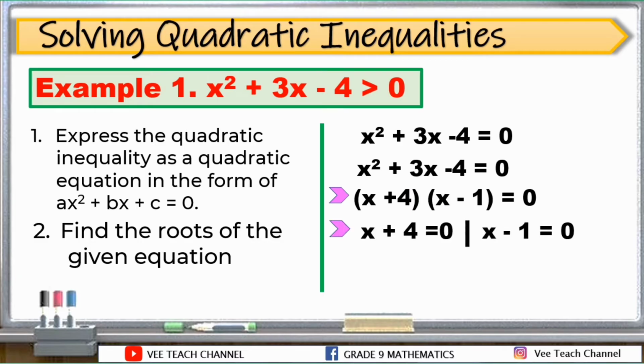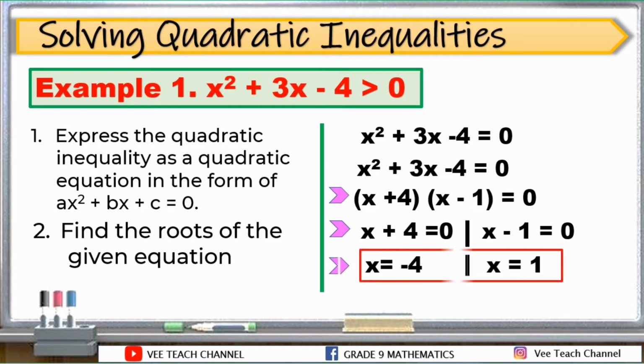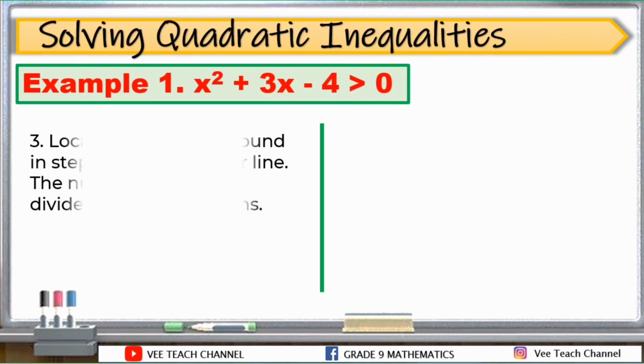Then, equate each factor to 0. X plus 4 is equal to 0 and x minus 1 is equal to 0. And solve for our x. Our x here is negative 4 and positive 1. Now, we already have our roots. Ngayon, kung medyo nalilito pa rin kayo kung paano hanapin yung roots ng quadratic equation, pwede nyong balikan yung lessons na yon. Actually, may mga videos ako na ginawa din kung paano makuha yung roots ng quadratic equation. So, panoorin nyo na lang.